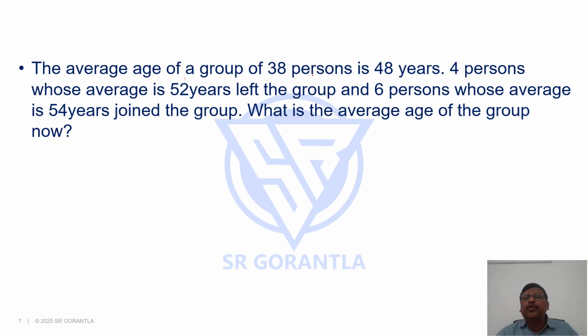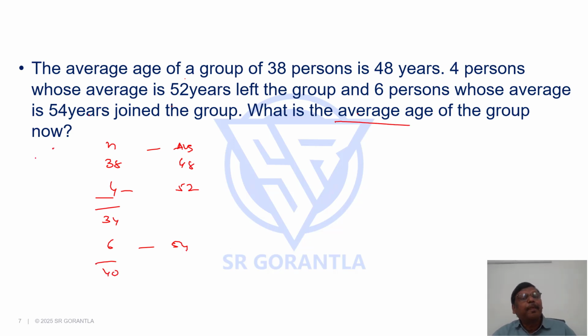The average age of a group of 38 persons is 48 years. This is the average. Now, 4 persons whose average is 52 years left the group. Now how many people do we have? 34 people. And 6 persons whose average is 54 years joined the group. Now I have 40 people. He is asking what is the average age of the group now.